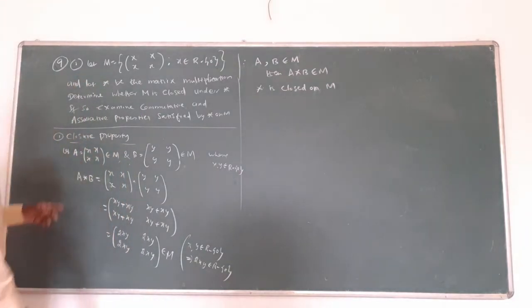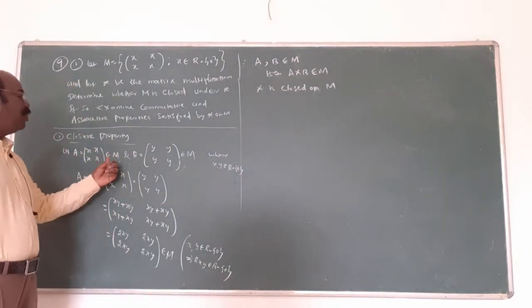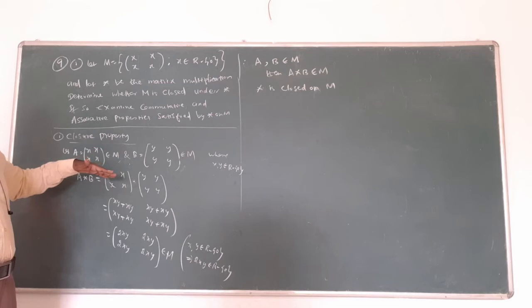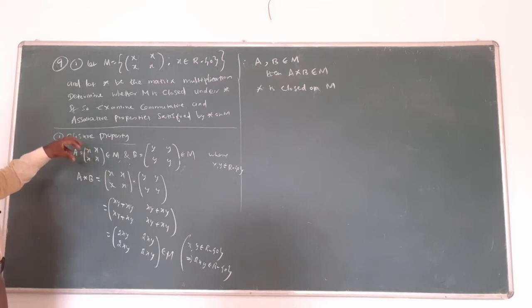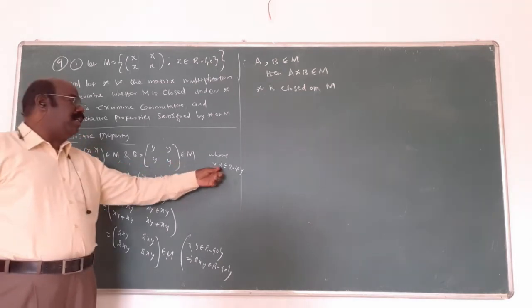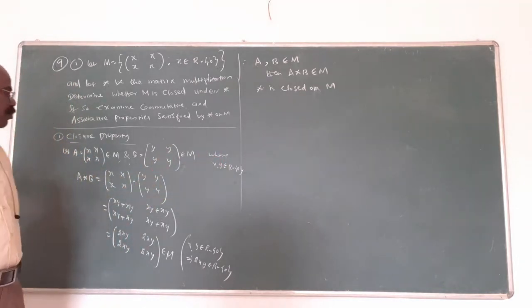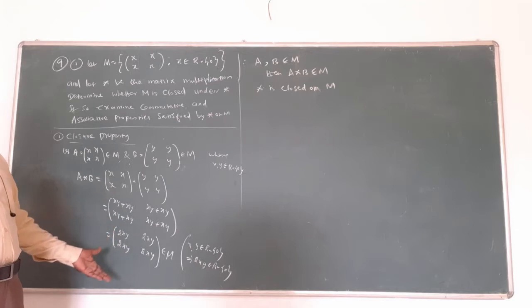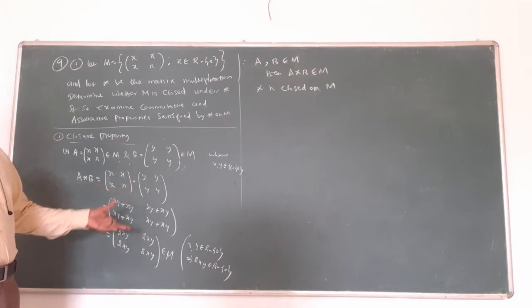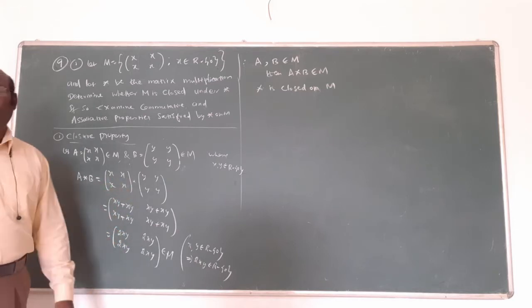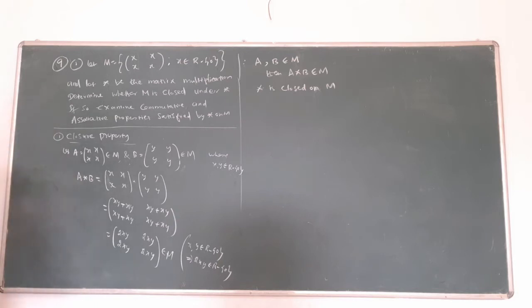You assume any two matrices belong to M. M means all elements should be equal and the elements belong to R minus 0. Now multiply both, and we get the answer; the terms also belong to M. What is the reason? These elements also belong to R minus 0. First part over.